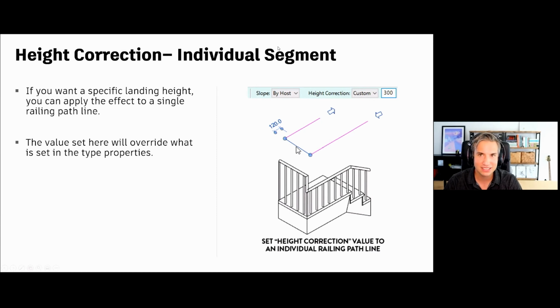If you think that is too broad of an effect, it is also possible to set a height correction to individual path line of the railing. So for example, here we select this path line. In the options bar, there's a parameter called height correction. We set it to custom and enter a value of 300. So instead of having the whole landing with landing height adjustment, it is just this individual segment. And this will override whatever you set in the type properties.